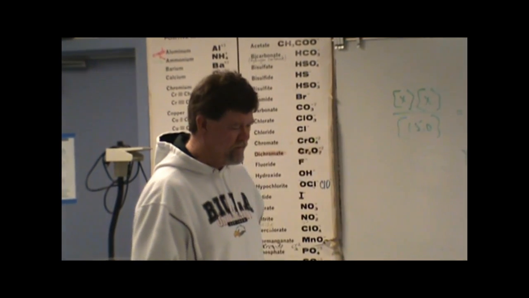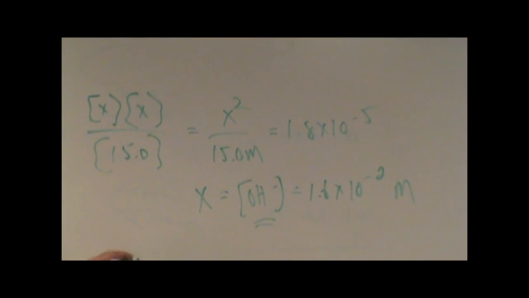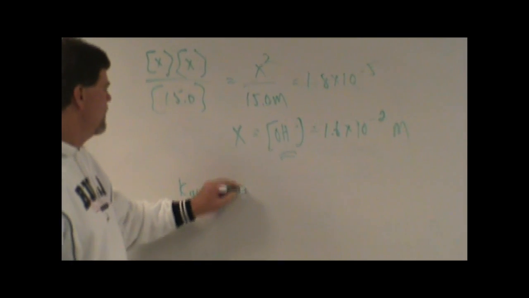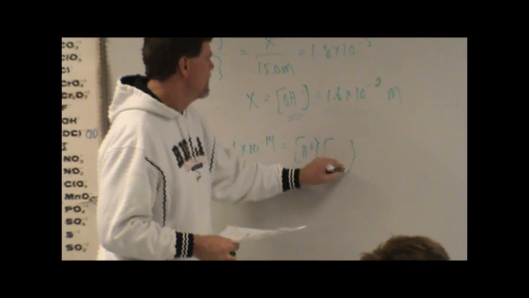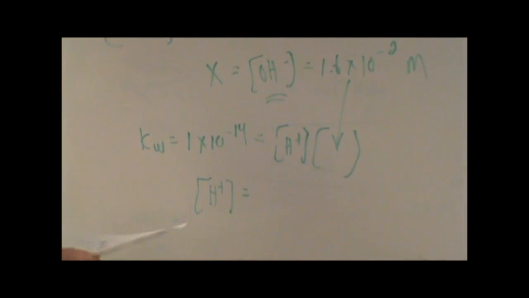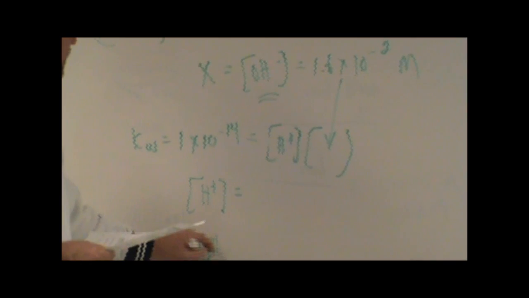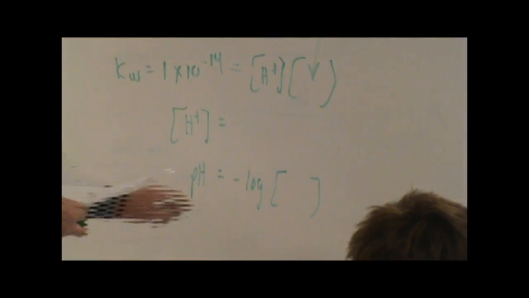You now know the hydroxide ion concentration. So whichever way you want to do it, Kw is 1 times 10 to the minus 14. That's equal to the H plus concentration times the hydroxide ion concentration. Solve for H plus. And then you get the pH, the negative log of whatever that is. That's one way you could do it.